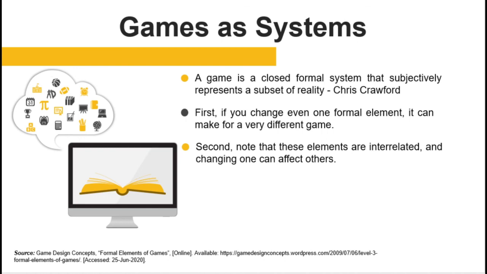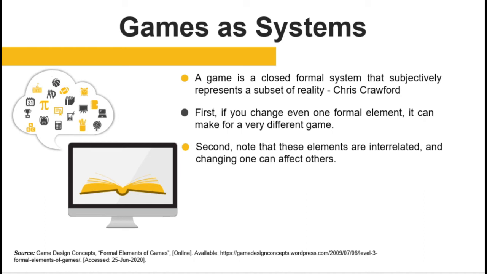Now, let's talk about games as systems. A game is a closed formal system that subjectively represents a subset of reality, according to Chris Crawford. First, if you change even one formal element, it can make for a very different game. Each formal element of a game contributes in a deep way to the player's experience. When designing a game, give thought to each of these elements and make sure that each is a deliberate choice. Second, note that these elements are interrelated, and changing one can affect others.